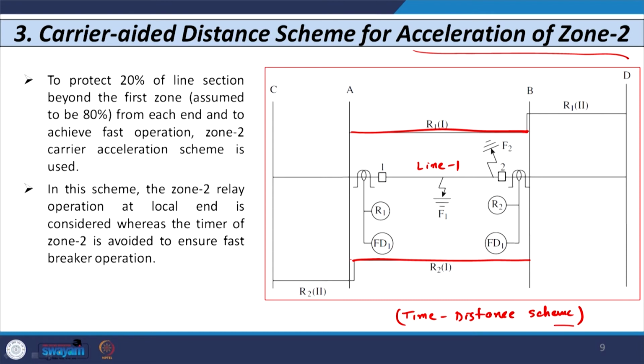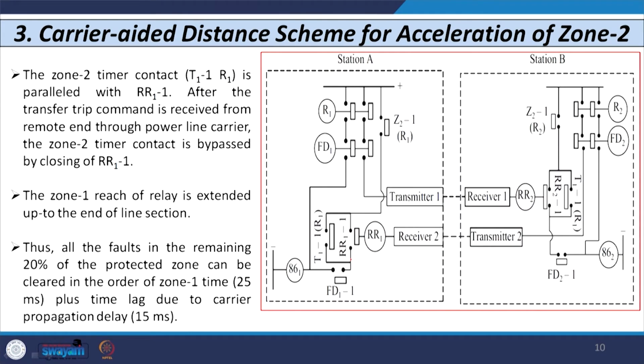Now, in this scheme the zone 2 relay operation at the local end is considered, whereas the timer of zone 2 is avoided to ensure fast breaker operation. So, let us discuss how the control circuit of the carrier added distance scheme for acceleration of zone 2 works. Now, you can see that here at substation A and substation B, the control circuit is more or less similar to the permissive underreach transfer tripping scheme.